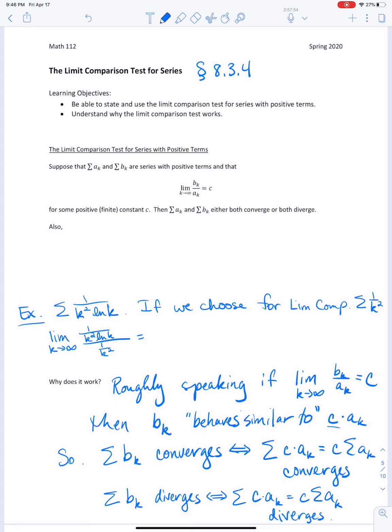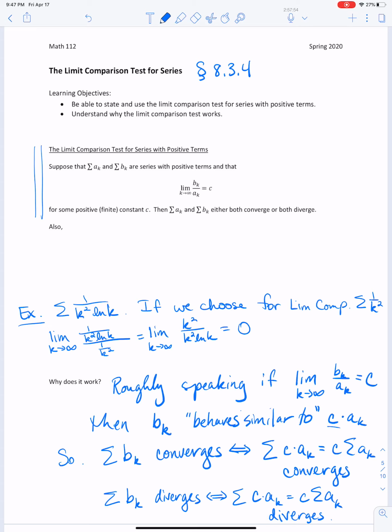This is equal to the limit as k goes to infinity of k squared over k squared ln k. And this limit is 0. So under normal circumstances, under the strict definition of the limit comparison test, we do not get to make any conclusion. So these series need not have the same convergence properties.